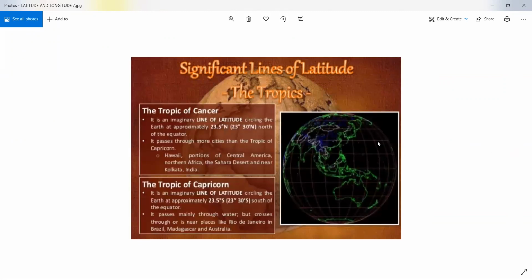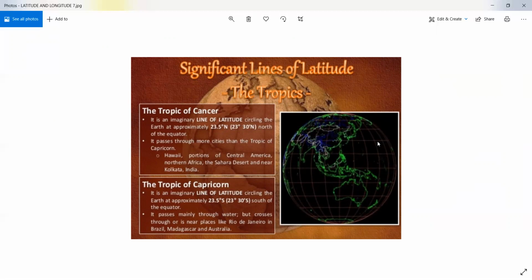Now we're going to talk about the tropics. The Tropic of Cancer. It is an imaginary line of latitude circling the Earth at approximately 23.5 degrees north of the equator. It passes through more cities than the Tropic of Capricorn, like Hawaii, portions of Central America, Northern Africa, the Sahara Desert, and Kolkata in India.